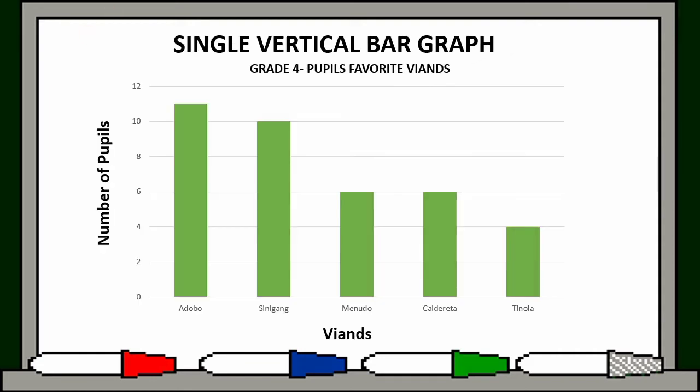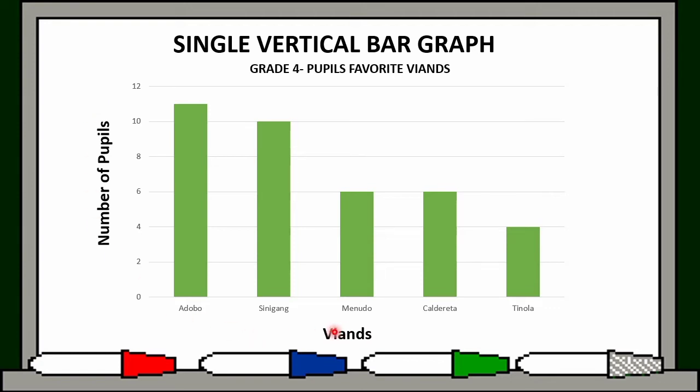Okay? Next, we have the single vertical bar graph. Huwag natin kakalimutan yung title, Grade 4 Pupils Favorite Viands, and ano ang mapapansin ninyo? Tama, nagkapalit ng pwesto yung number of pupils at saka yung mga pangalan ng ulam or viands. Okay, so binabaligtad lang sila ng pwesto ni vertical at ni horizontal bar graph. Itong mga numbers mula dito sa baba, 0, 2, 4, 6, 8, 10, 12, iyan ang number of pupils.